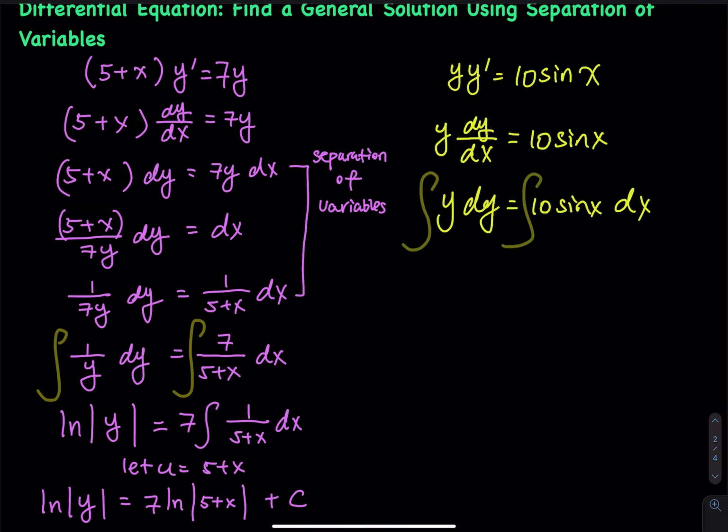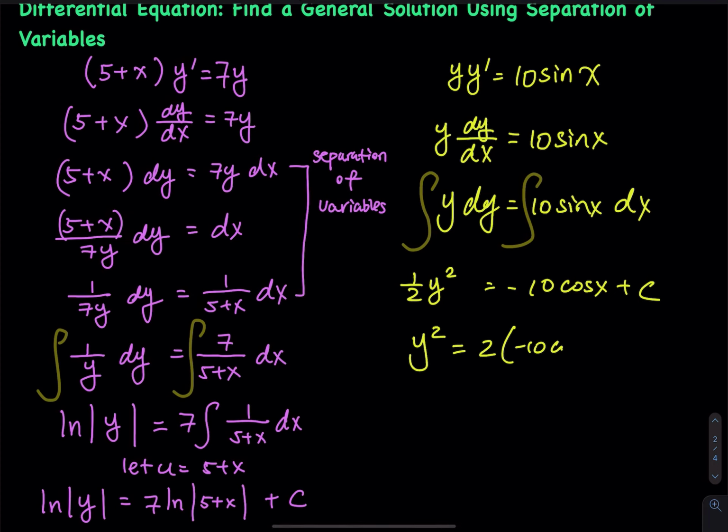So the integral of y is just 1 over 2 y squared, right? And then the integral of sine of x is equal to negative cosine. So negative cosine, and then you put the 10 in front of the negative, and then you add c to it, and then you can multiply both sides by 2. So y squared equals 2 times negative 10 cosine x plus c, and then y squared is equal to negative 20 cosine x, and then plus 2c, right?